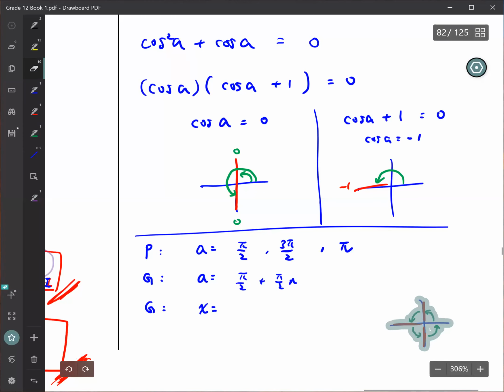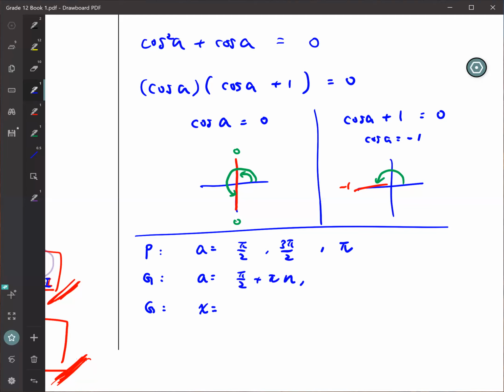So how do we modify that? How many general solutions then? Two. Yeah, okay. Can you tell me one of them? Pi over 2 plus pi n. Yeah, okay. And what will be the other one, Eric? Pi plus 2 pi n. Yeah, pi plus 2 pi n. Okay, and don't forget n is an integer.